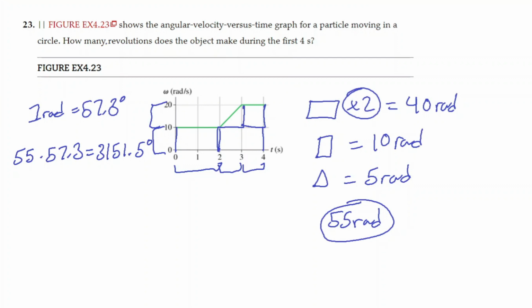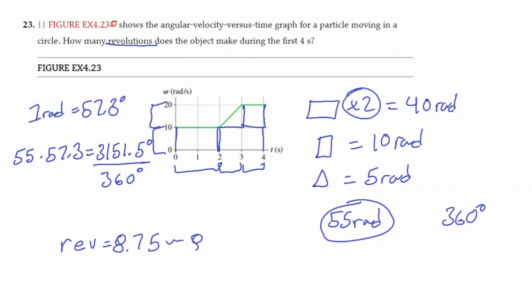Now we want to find the revolutions. If you remember, 360 degrees is 1 whole revolution around a circle. So all we need to do is divide by 360 degrees, and we get that the revolutions around a circle in 4 seconds is 8.75, or we could also round that to 8.8 revolutions, since 360 degrees has 2 significant figures. But 8.8 revolutions is our final answer.